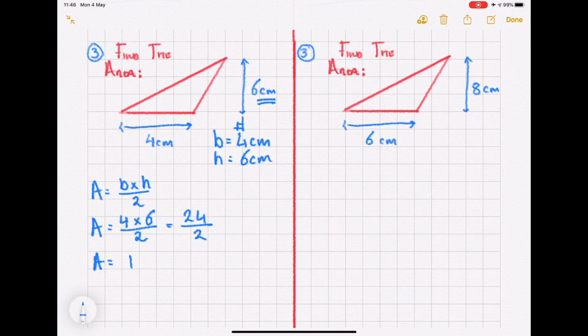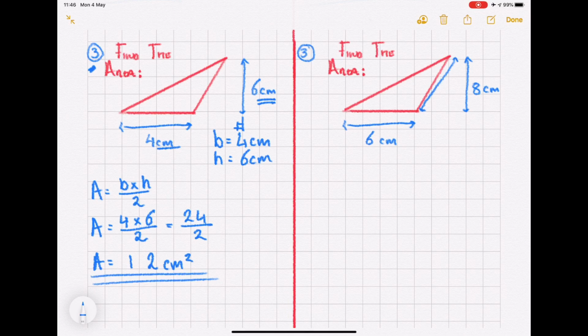Now our last step is to do our division and make sure our units are good. So area equals 24 divided by 2, which is 12. So 12, and it's centimetres squared. Squared because it's area, centimetres because we're working in centimetres. And that's our final answer.